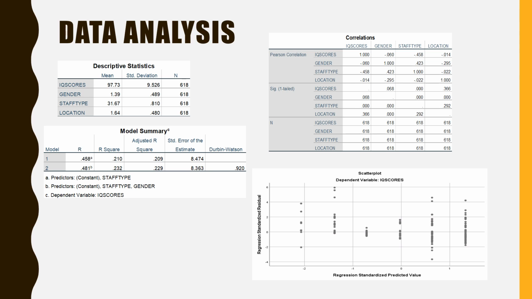Listed here first in the descriptive box, we see the IQ scores mean as 97.73, which shows the average of test scores for individuals are average or pretty much normal intelligence. The mean for gender is 1.39, which is mostly males. Staff type mean is 31.67, which shows most of the staff type being ACE. And location is 1.64, which on average shows to be in the Chicago location.